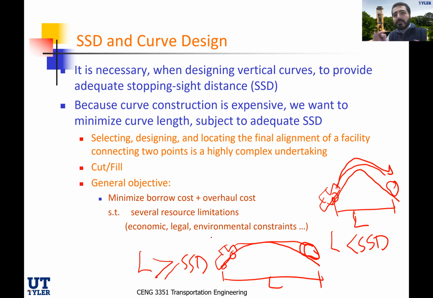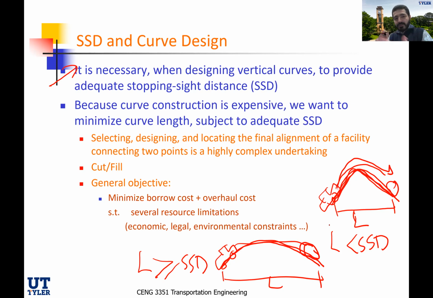So I hope you see now why we care about these two concepts together. It is necessary, as I'm mentioning here, when designing vertical curves to provide adequate stopping sight distance, because again, curve construction is very expensive. So we really want to minimize the curve length as much as we can. Think about it. This here would require less cutting in the mountain compared to this one. The bigger L, that means I need to cut more. It's going to be more expensive. But always we have to put safety first. That's why we're always comparing the L, the length of the curve, versus the sight distance.